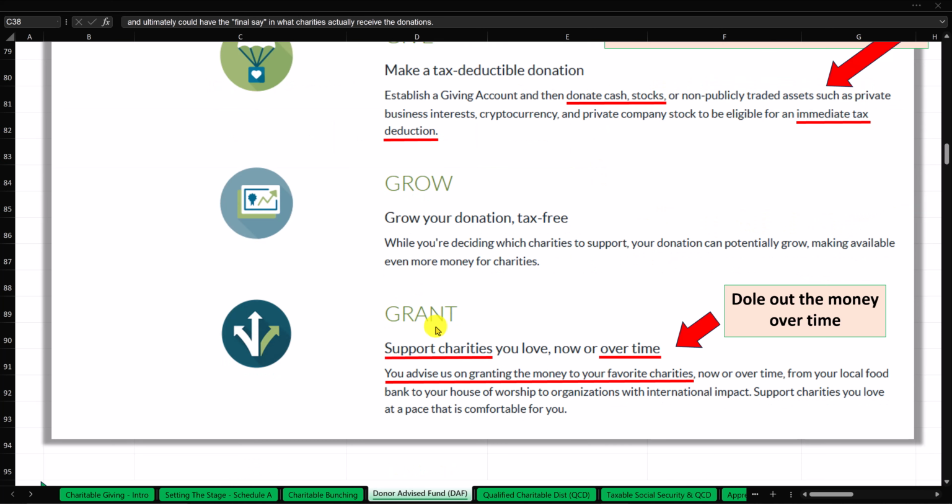And then, of course, down here, this is where we grant the money to support charities that you love now or over time. This is the key to the donor-advised fund that fixes the problem with the bunching strategy. This allows you to bunch without having to skip years or skip periods of time to do the actual donations to the final charities. And again, you advise us on granting the money to your favorite charities, but they just generally will give the money to wherever you indicate.